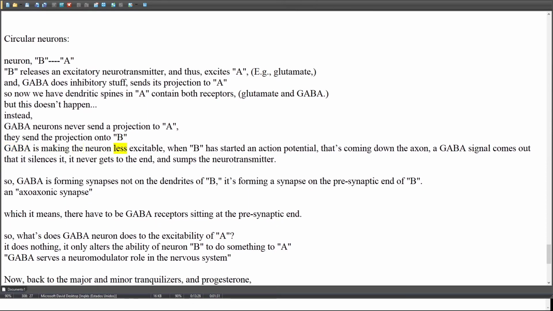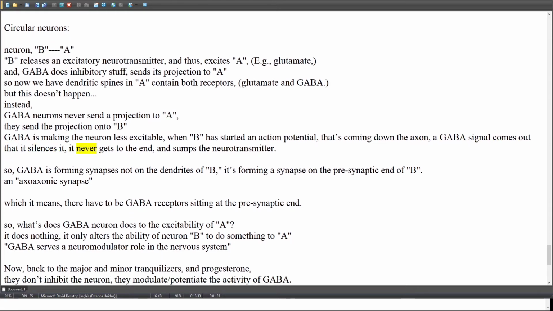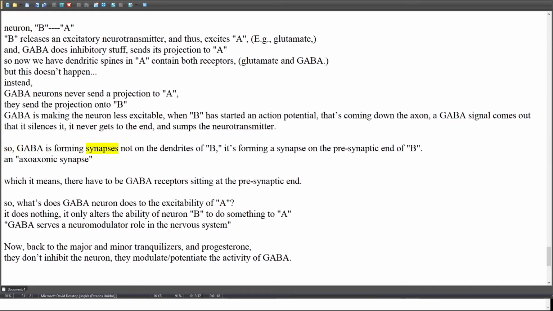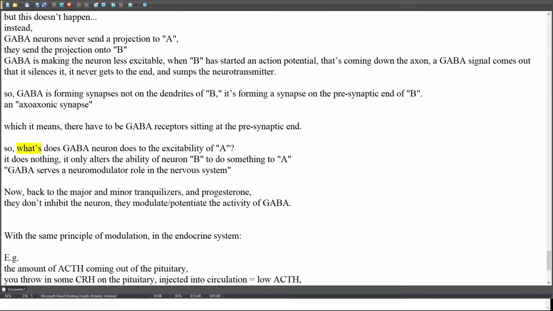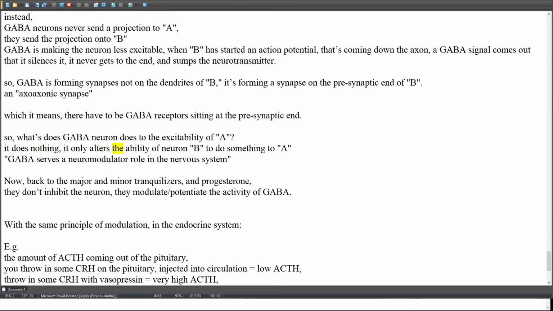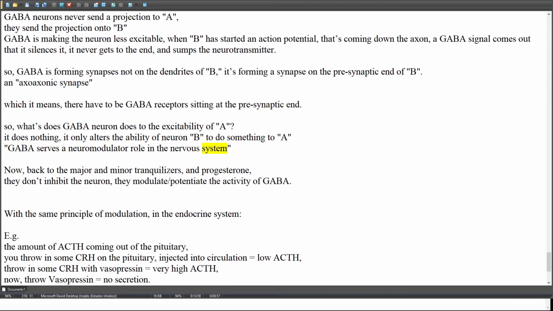GABA is making the neuron less excitable. When B has started an action potential that's coming down the axon, a GABA signal comes out that silences it; it never gets to the end, and dumps the neurotransmitter. So, GABA is forming synapses not on the dendrites of B, it's forming a synapse on the presynaptic end of B. An axoaxonic synapse. Which means there have to be GABA receptors sitting at the presynaptic end. So, what does the GABA neuron do to the excitability of A? It does nothing, it only alters the ability of neuron B to do something to A. GABA serves a neuromodulator role in the nervous system.